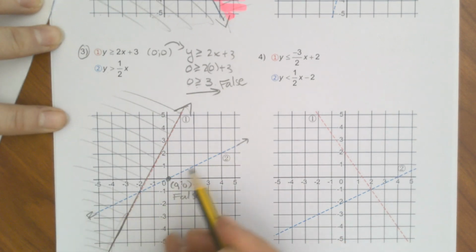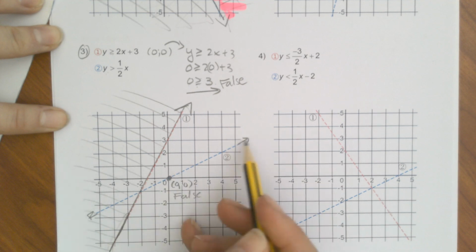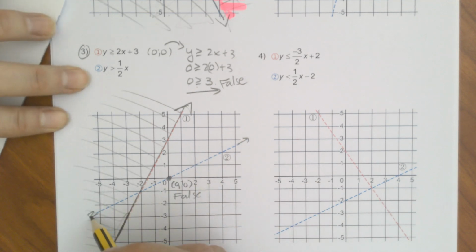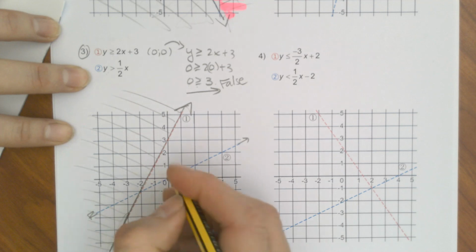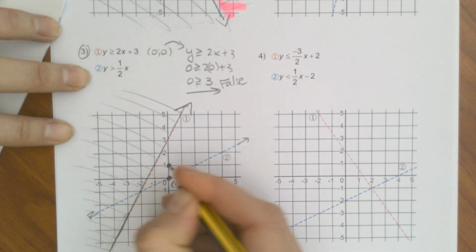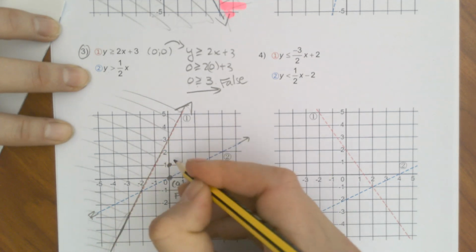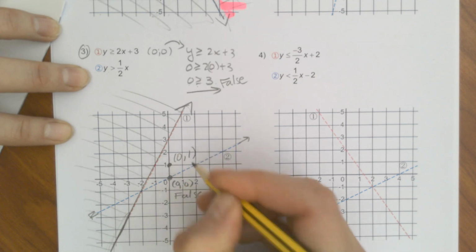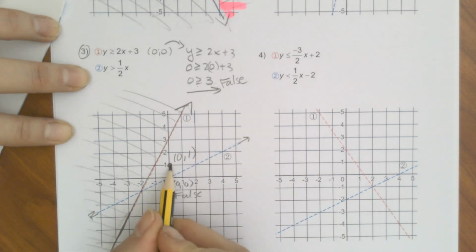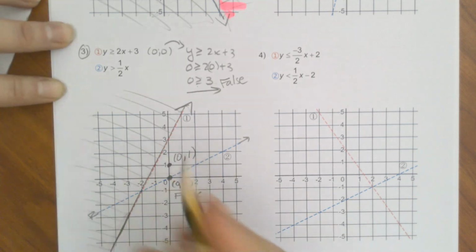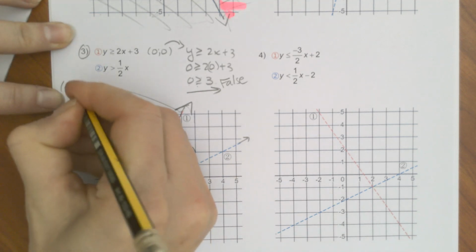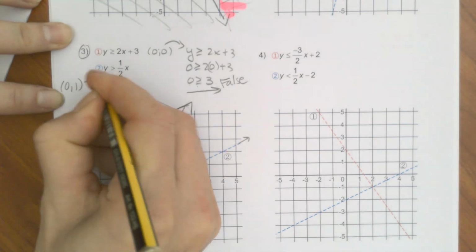Well, I can't pick 0, 0 because it's actually on that line. So I'm going to pick another easy point, something on the y-axis or the x-axis, because then I still have a 0, because zeros make things nice. So this is 0, 1. I could choose any point I want, but I'm going to choose 0, 1. I'm going to substitute 0, 1 into the inequality.